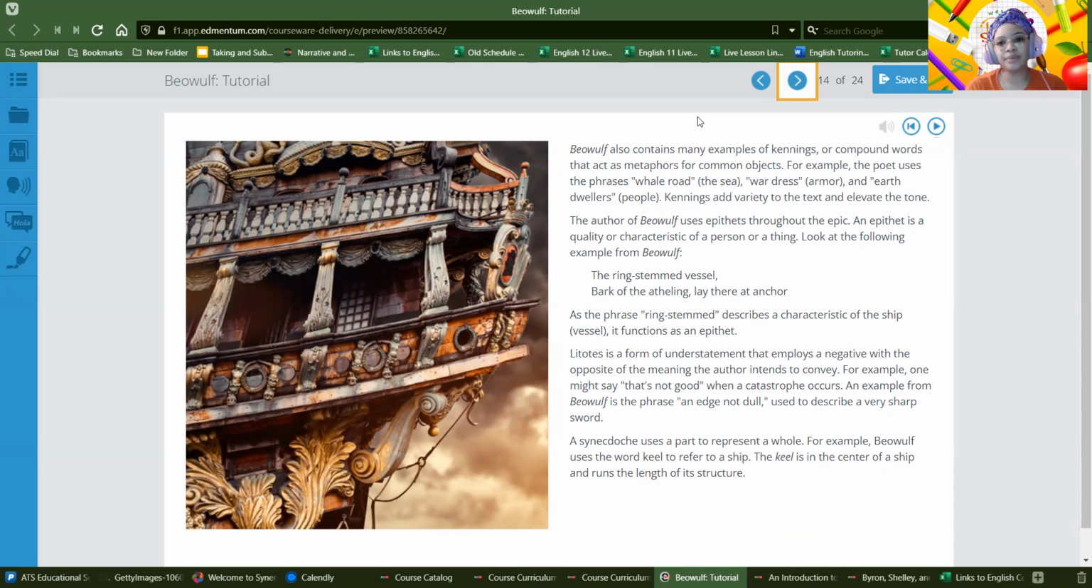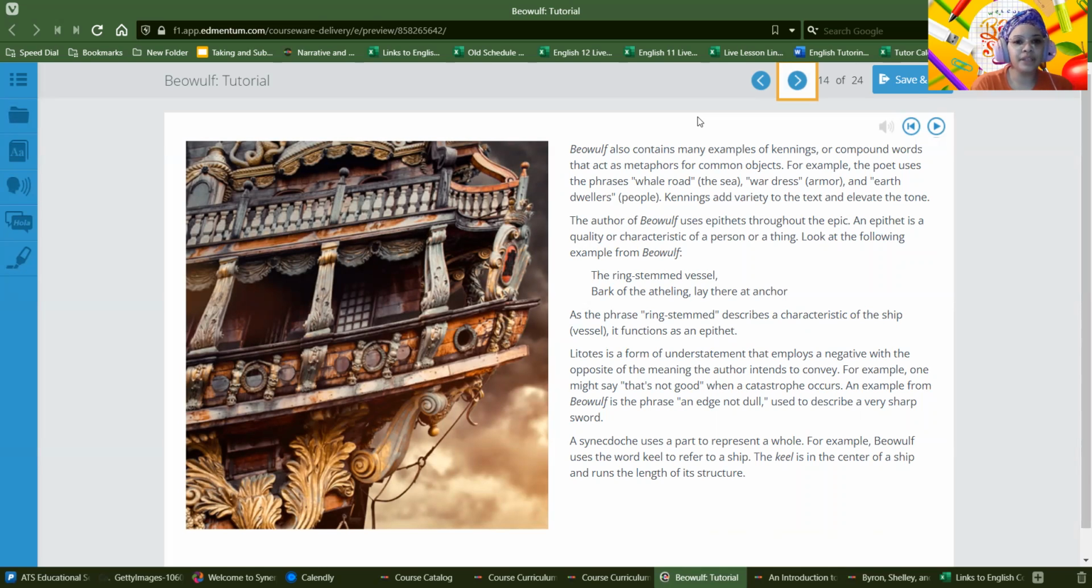And then the last example they give you is earth dwellers for people. It's such a roundabout way to refer to them. But if you want fancy language for a poem, that's the best way to go about it. It's considered to elevate the tone. War dress sounds much more fancy than armor, because when you hear something every day, you get used to it. It's not special anymore. So kennings are a good way to spice up your writing.